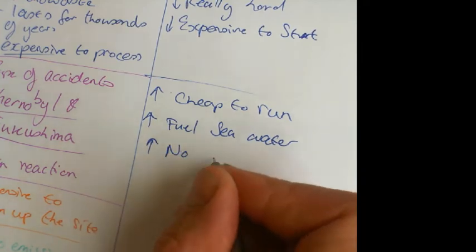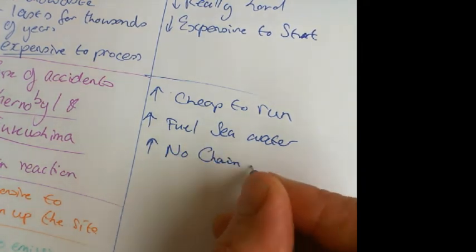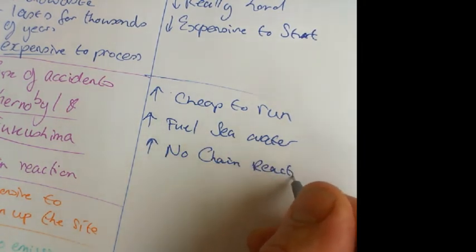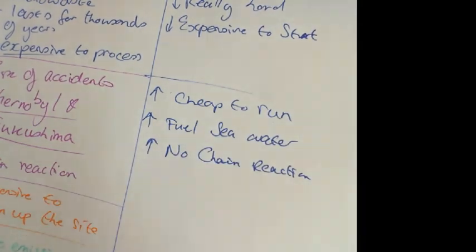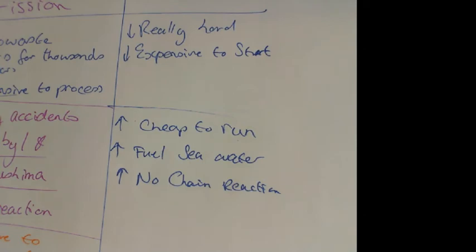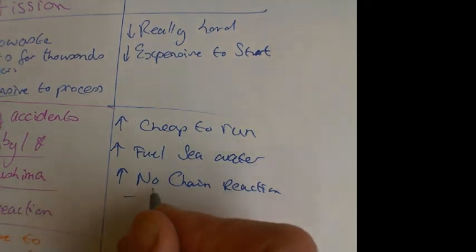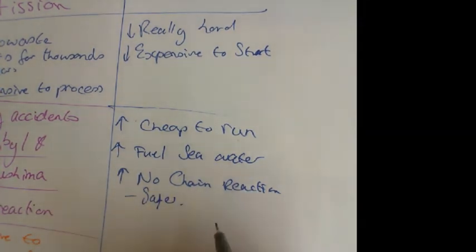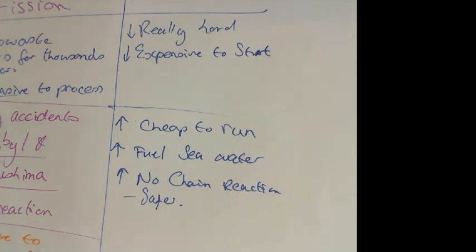There's no chain reaction, so they can't explode. Nothing can go wrong with them. Basically, when it stops working, it just stops working, so they're safer. Even though there are these crazy hot temperatures, basically you just flick a switch, turn it off, it will stop.